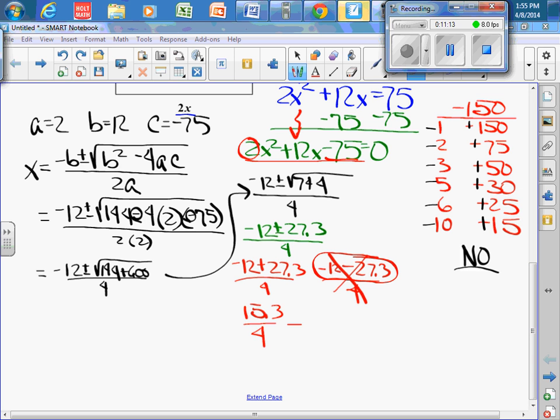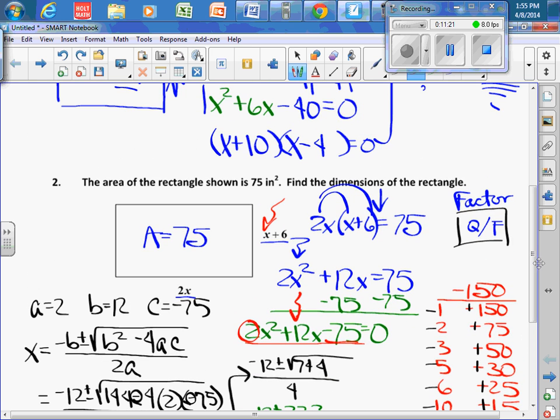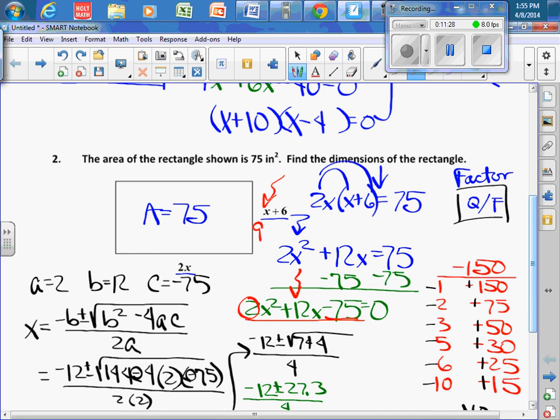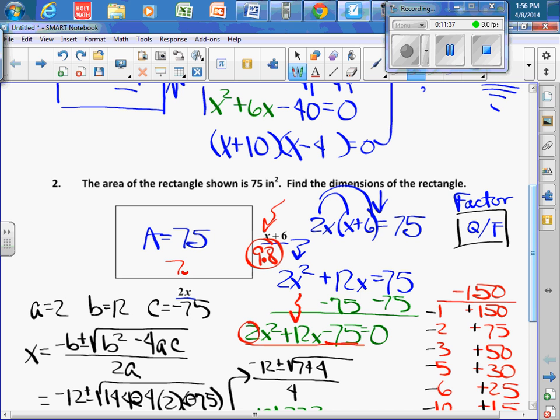And if we're rounding that off to the nearest tenth, we're talking 3.8. Again, an approximation, close enough for what we're working with here. So what did I say, 3.8? 3.8 plus 6 would be 9.8 for this side, and 2 times 3.8 would be 7.6 for this side. And there you have it. That's how you would solve those two.